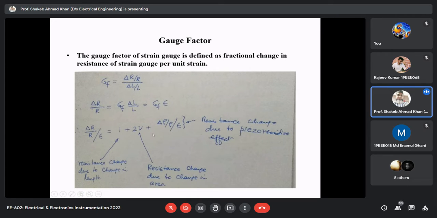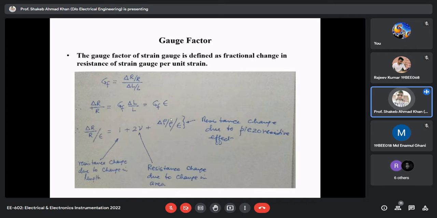Your gauge factor has three terms. The first one is because of the change in length, the second is because of the change in area, and the third is because of the change in resistivity. This particular term is not significant in the case of metallic strain gauges. The change in resistivity, or property of the material, with the strain is not very pronounced in metallic strain gauges, but it is significant in semiconducting strain gauges.